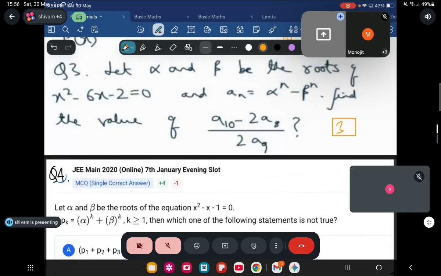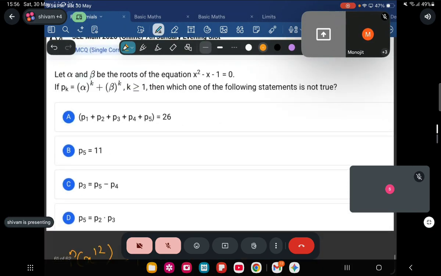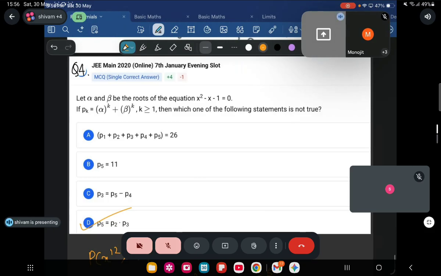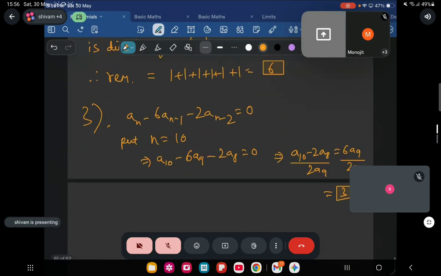Next one came in mains 2020. The answer is option D. Anyone having any doubt, you can ask me. This one. No contradiction. Pay attention. There is no contradiction over here. You see, I won't even see.